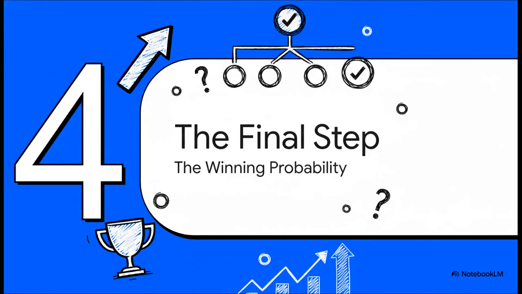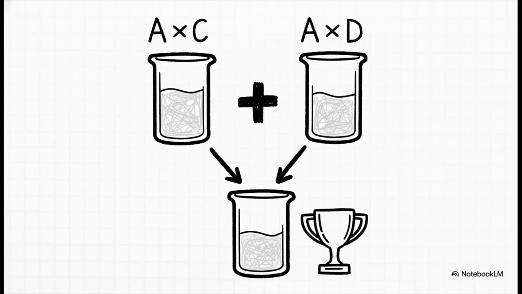Okay, we've done all the heavy lifting. We've calculated the probabilities for both of player A's paths to victory. Now it's time to put it all together and get that final single answer. So, how do we combine these two scenarios? Well, think about it. Player A can win by beating C, or they can win by beating D. And that word or is our next big trigger.